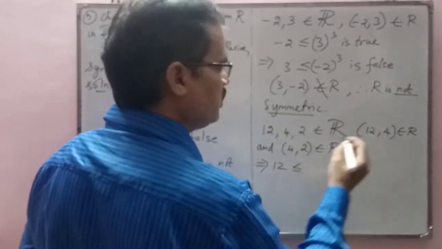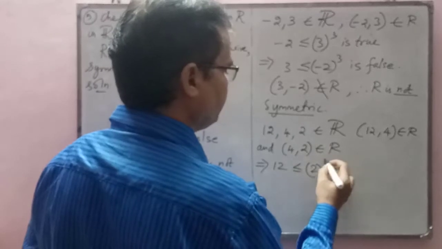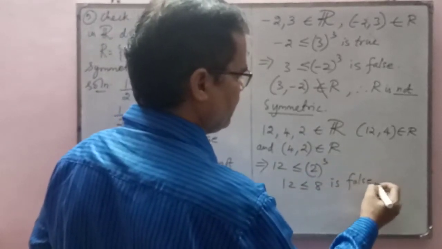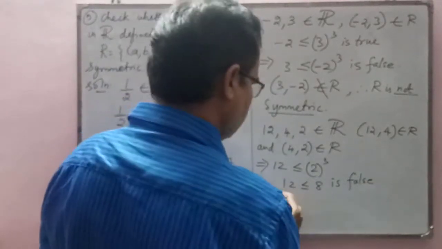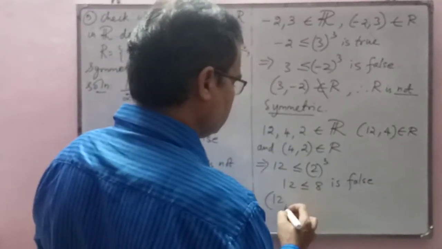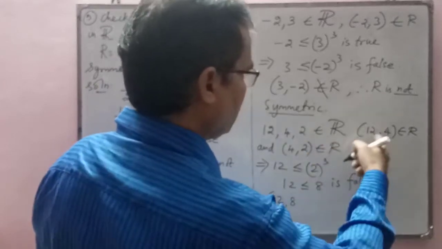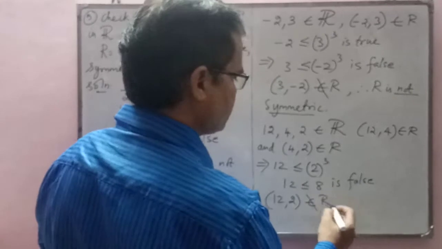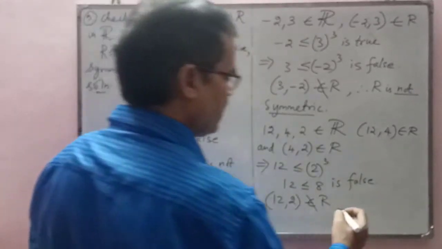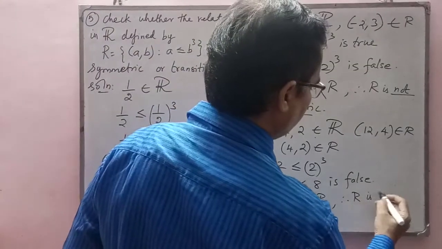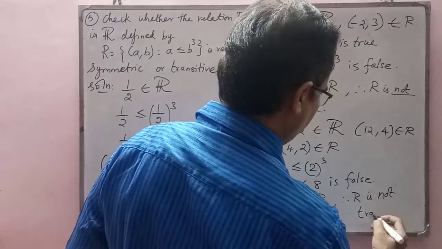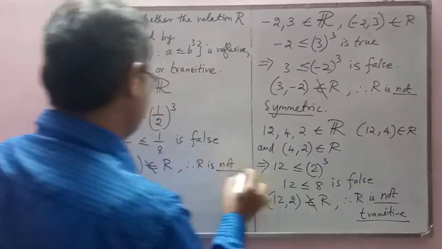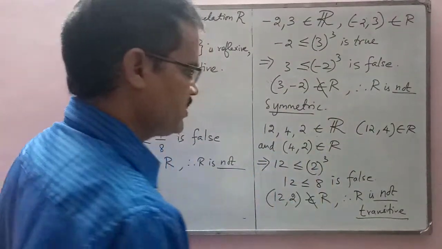Let us check. 12 is less than or equal to 2 cube, which is 8. That is false; 12 is the bigger number, so the condition has failed. So (12, 2) does not belong to the relation, and therefore R is not transitive. So it is not reflexive, not symmetric, and not transitive.